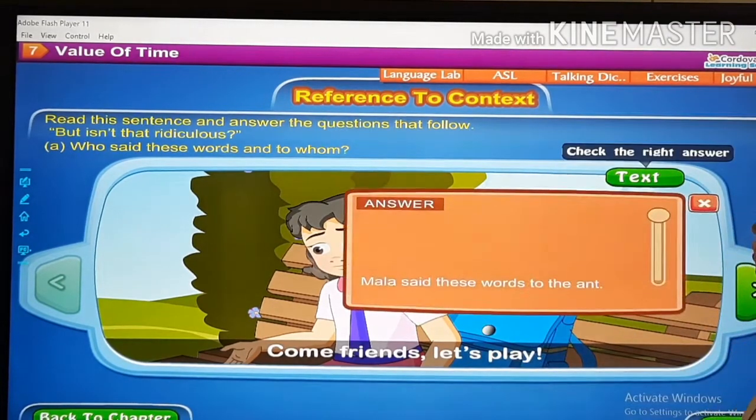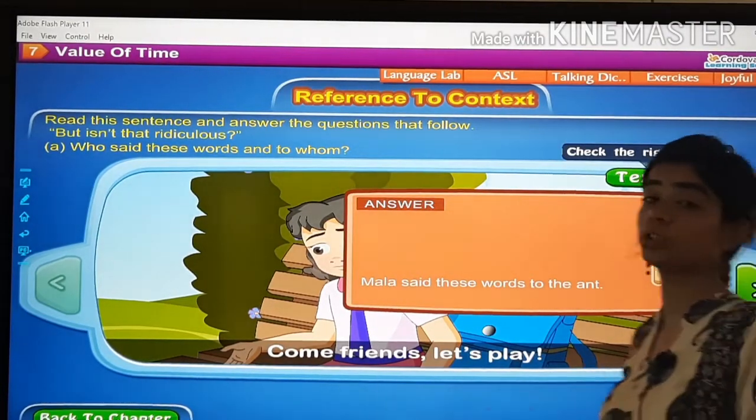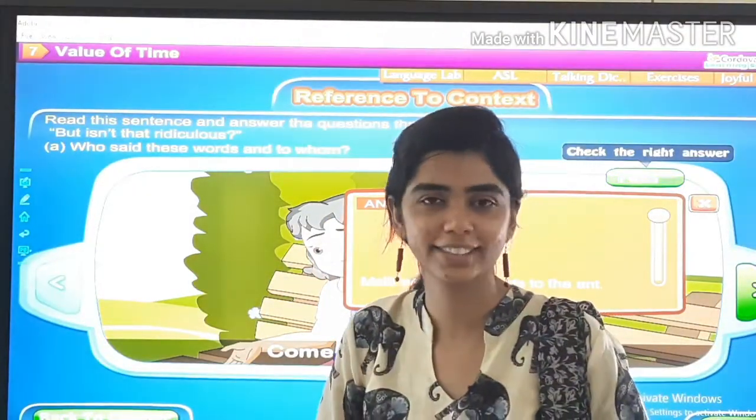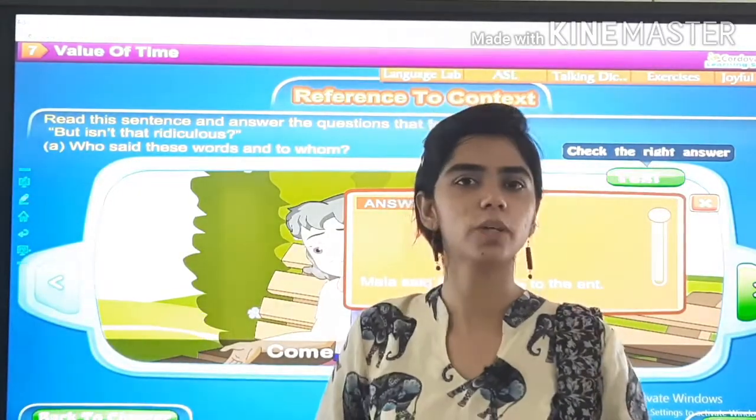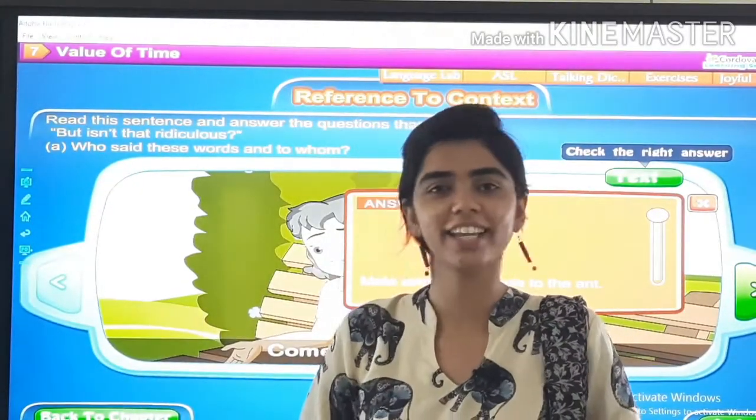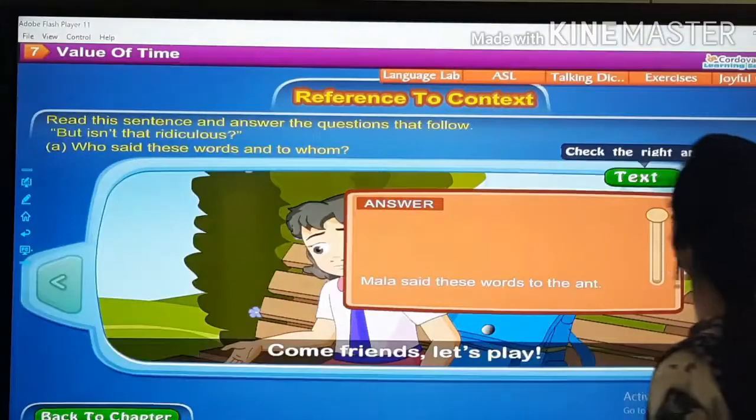Okay, so Mala said these words to the ant. Mala ne kisko bola? Ants ko bola ki winters to dur hai. Abhi hum chal ke khelte hain. Okay, the next one.